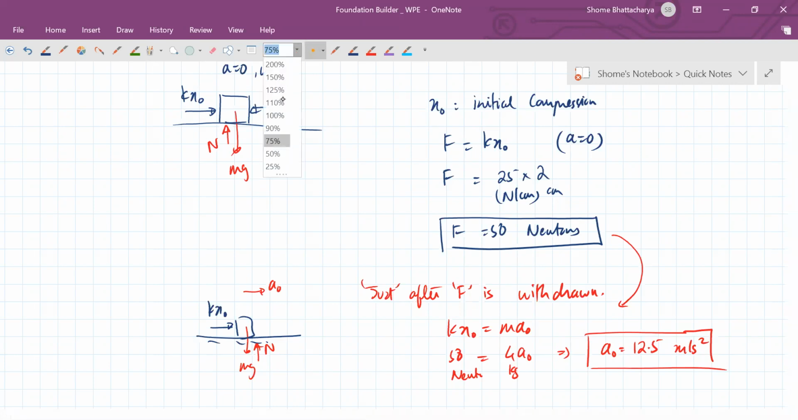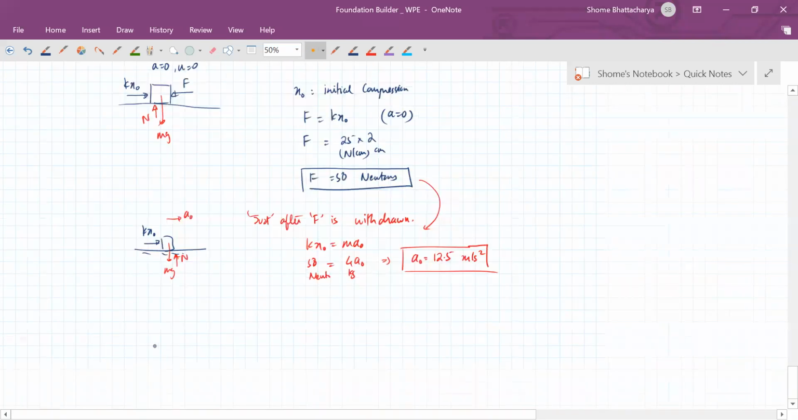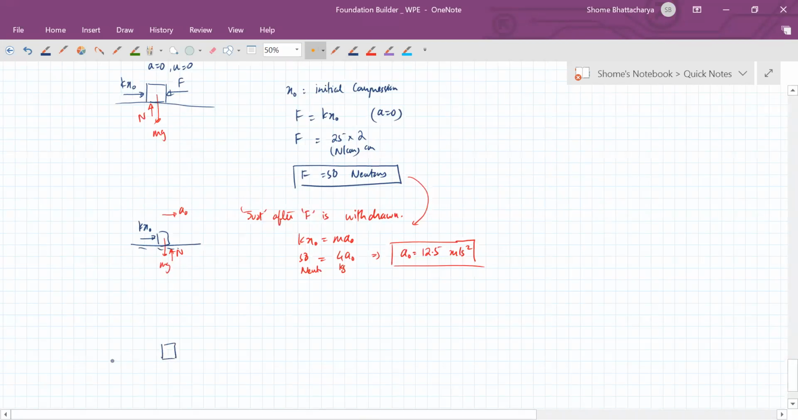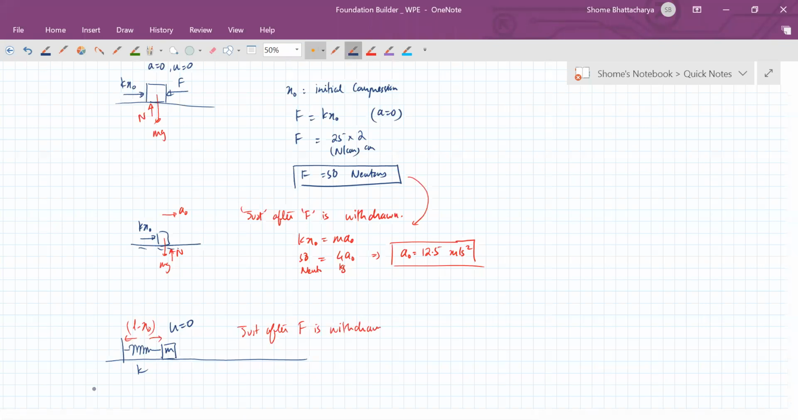Now the next part to understand, you have to apply work energy. So when the situation is starting, at this instant, the spring is having a compression and initial speed is 0. So here the spring is having a compression of x naught. This is just after F is withdrawn.